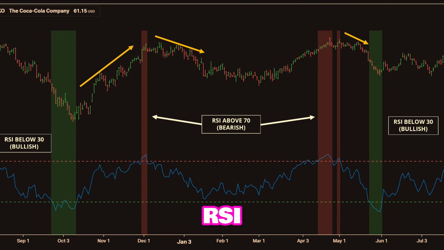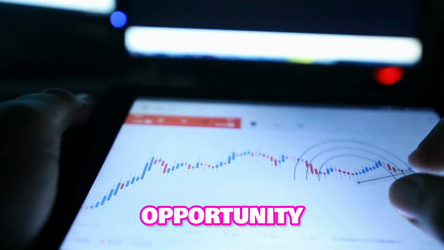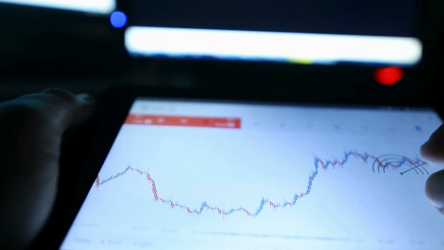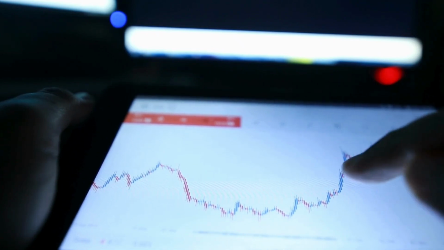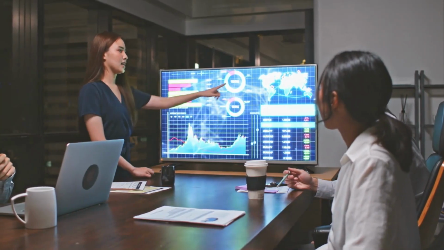Traders use the RSI to spot potential reversal points and to confirm trends. For example, if the RSI moves from below 30 to above 30, it can be a sign that the asset is gaining strength and a buying opportunity might be present. Conversely, if the RSI falls from above 70 to below 70, it could indicate that the asset is losing momentum and a selling opportunity might be approaching.